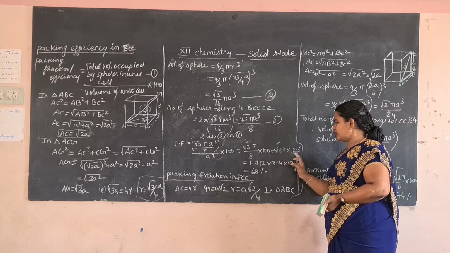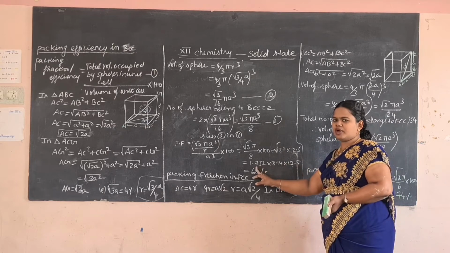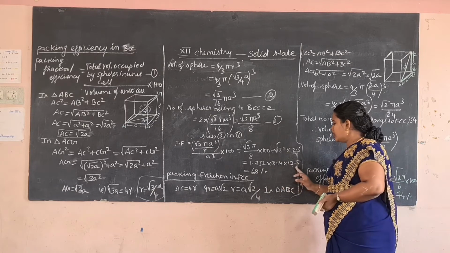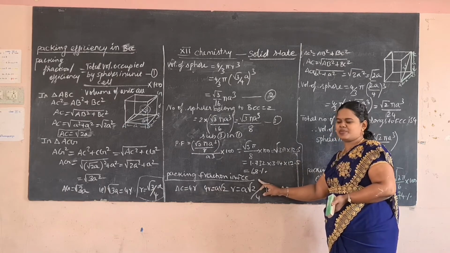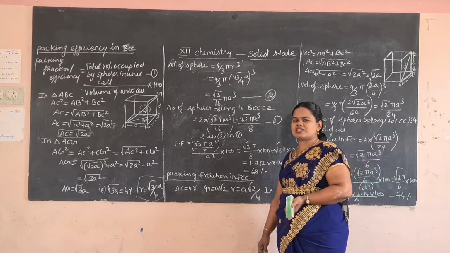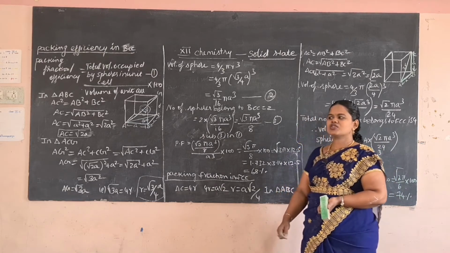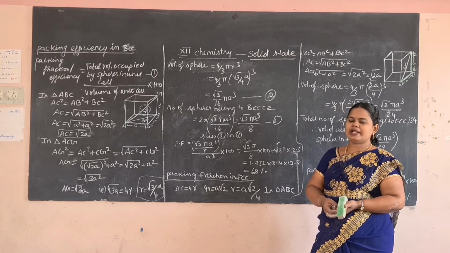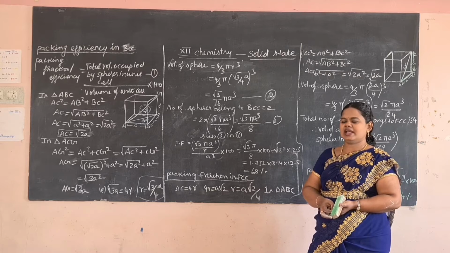So root 3 pi into 12.5. Root 3 value is 1.732, into pi value 3.14, into 12.5, we get 68%. So the packing efficiency of the body centered cubic lattice is 68%. So in 100%, 68% is occupied by the atoms in the body centered cubic lattice.